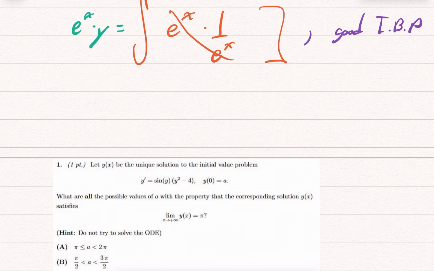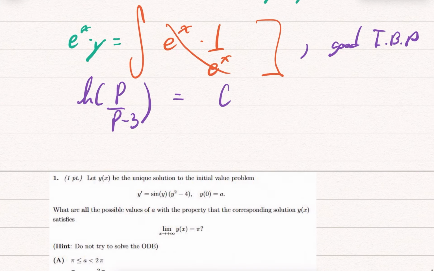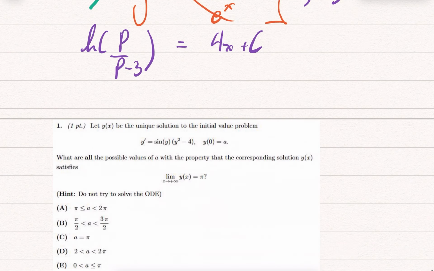Thirdly, be careful with your C. Especially on the population problems, you'll have something like ln of p over p minus 3, for example, equals, let's just say, 4x plus C. And when you bring this up, you guys know, you're going to get e to the 4x, and then instead of also bringing up the e to the c, this is what you can do.